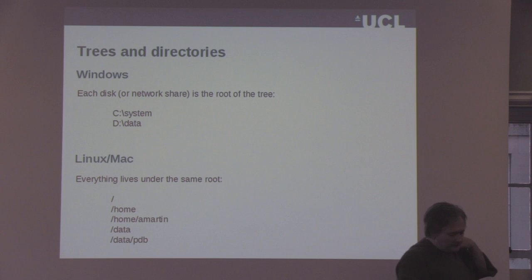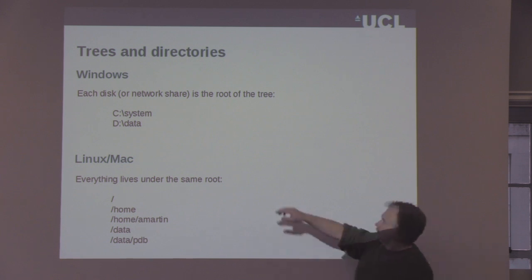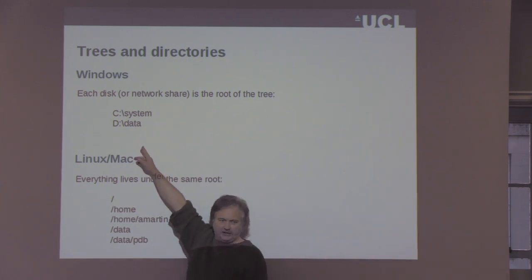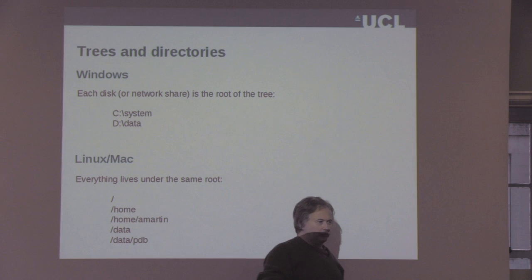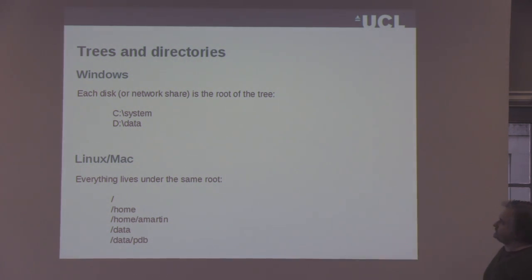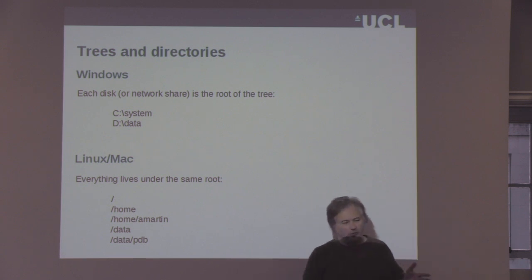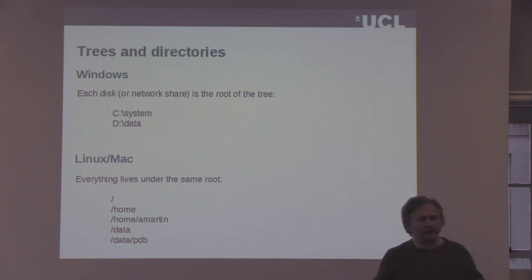This is somewhere where different operating systems vary somewhat in the way that they organise these sorts of things. So if you're used to using Windows, you're probably used to seeing things like C:\ or D:\ or Z:\ or whatever. Each of those letters at the beginning is a root of a separate tree. And in general, they correspond to separate hard disks.